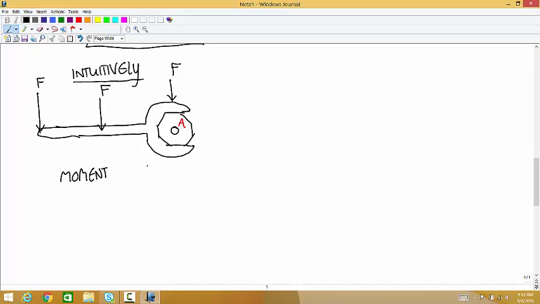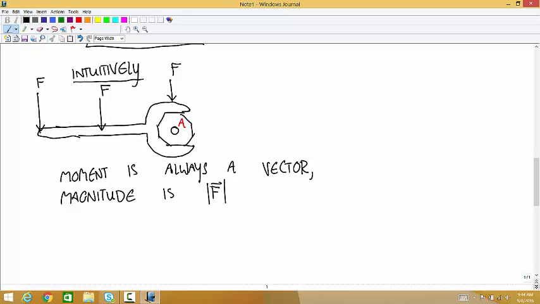The moment is always a vector. Its magnitude, you can think of the second definition of cross product that I gave a while ago. The magnitude of the moment is the magnitude of the force vector times the magnitude of the rho vector times the sine of the angle between them.